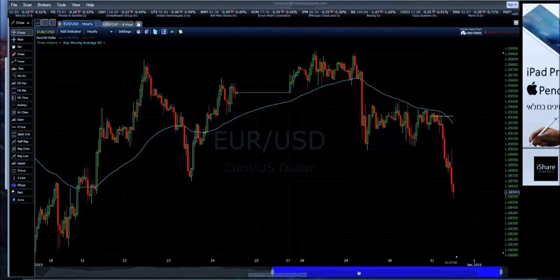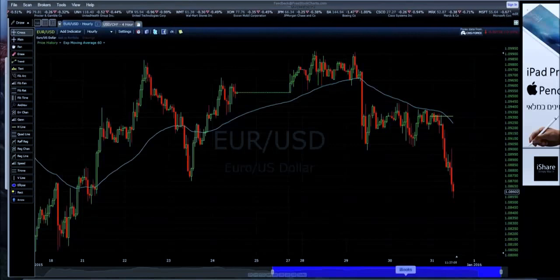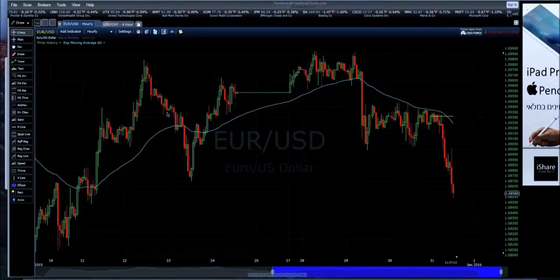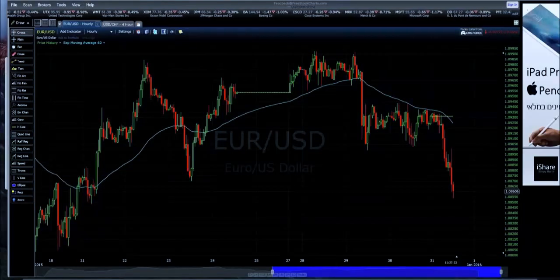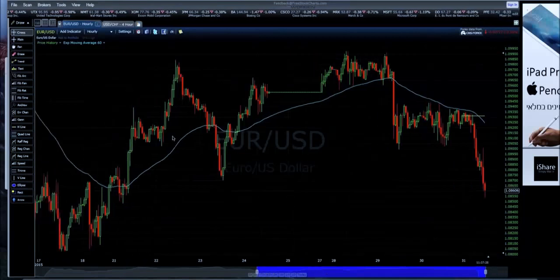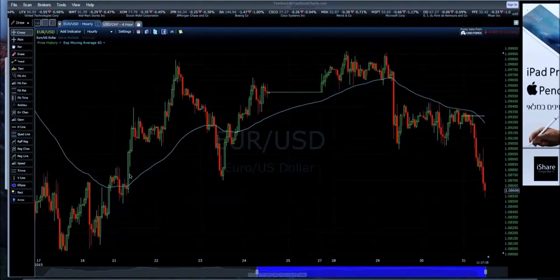So let's get started. As you can see right now, I'm on a EUR/USD hourly chart. And if you saw my last video on the Michael Freeman YouTube channel on the EUR/USD strategy, you're already familiar with the 60 EMA that I use to identify the direction of the trend. Now, this strategy is kind of a continuation of the previous one.